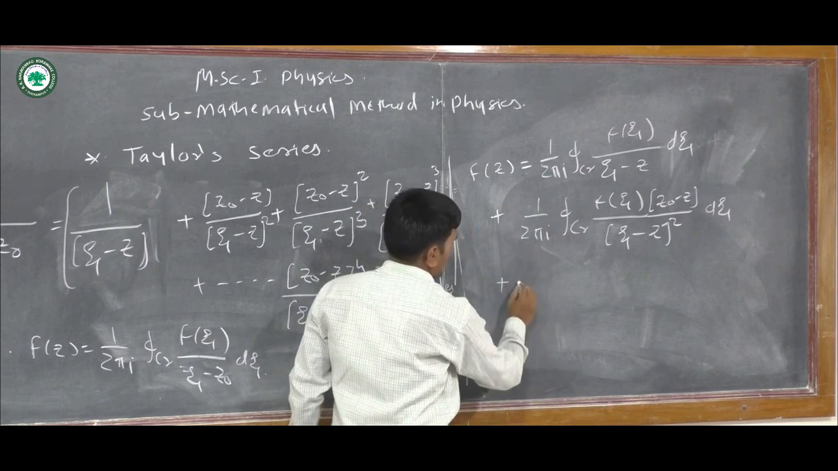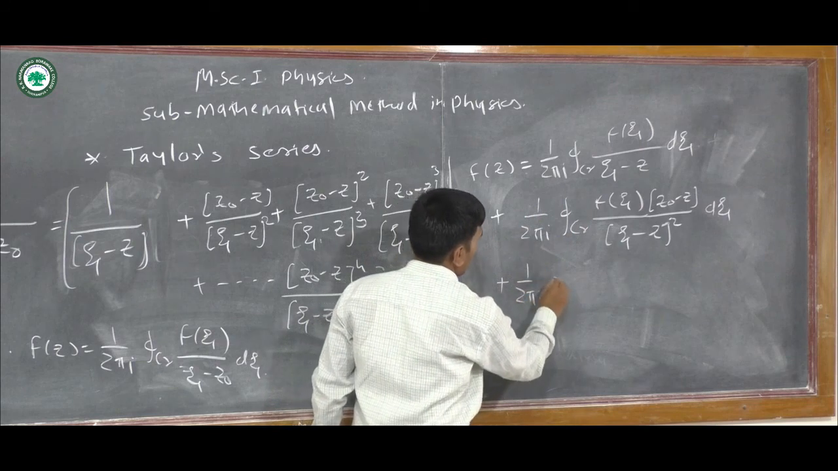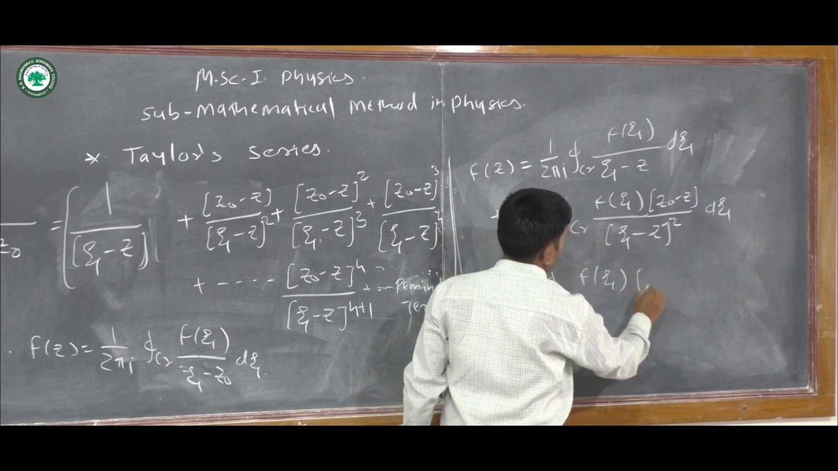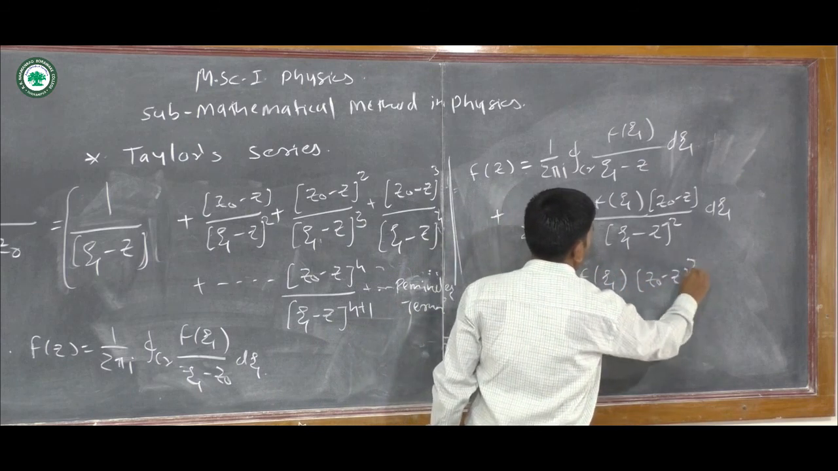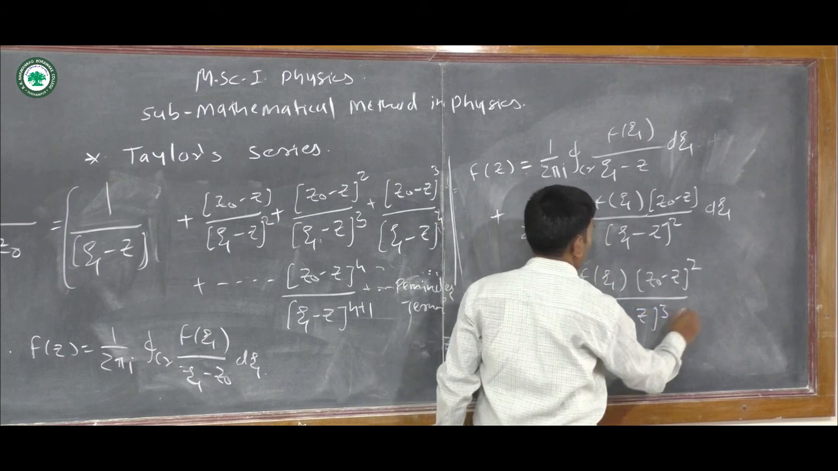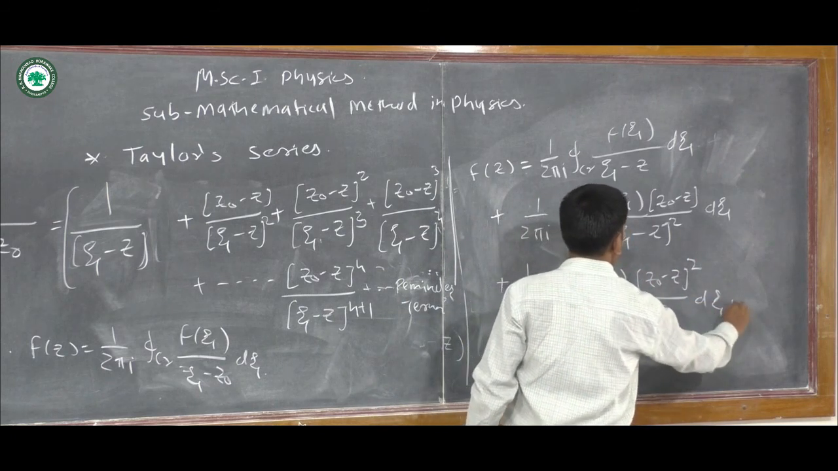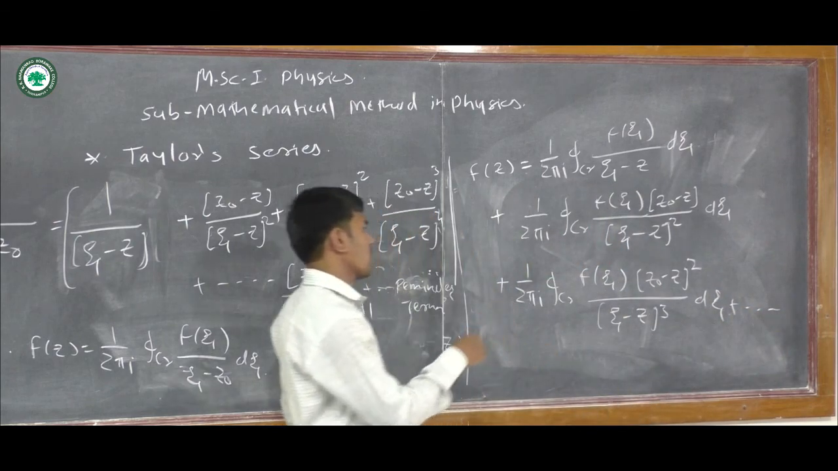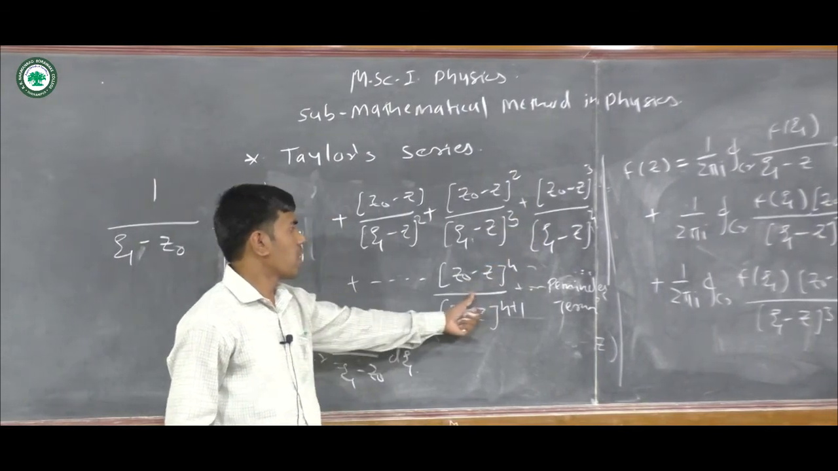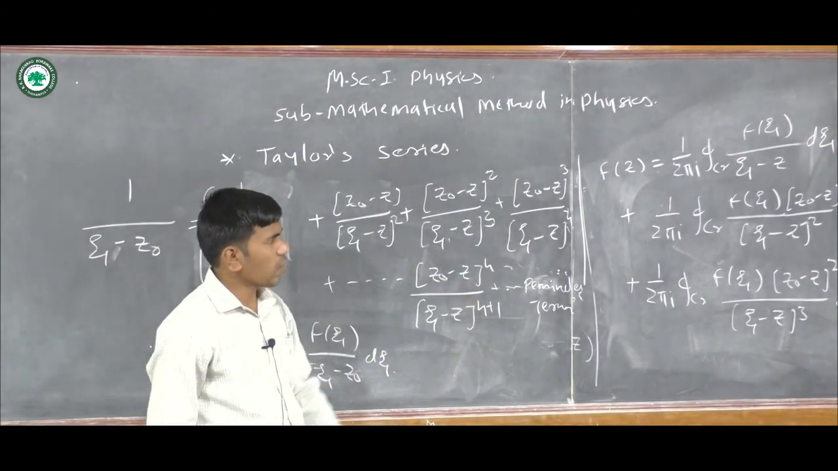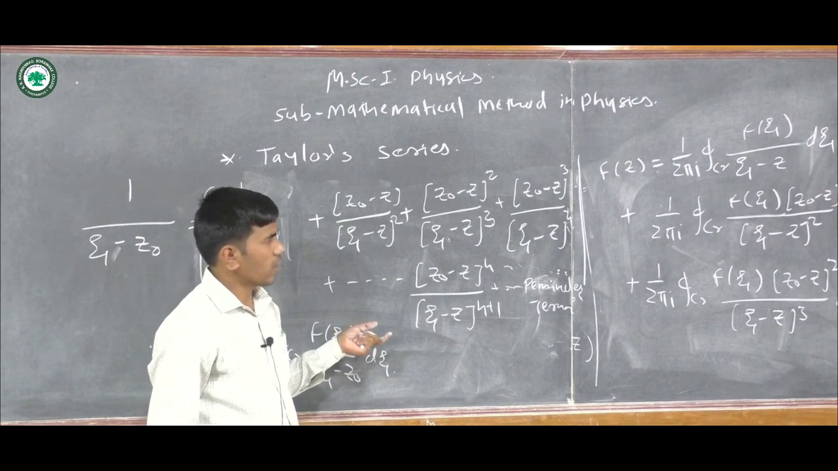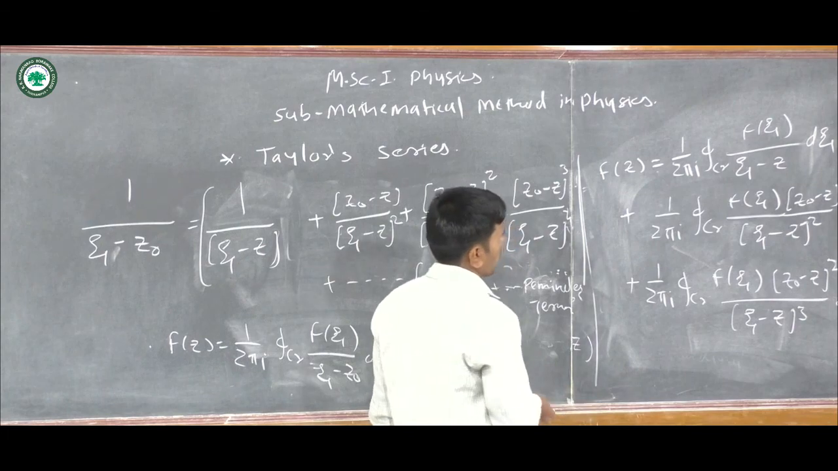So here, 1 by 2 pi i closed contour C, f of psi 1, (z0 minus z) square divided by (psi 1 minus z) cube, and so on. If we put all these terms, that is for the power 3 and for power n, we get the nth derivative of the Cauchy integral formula. So these are the expressions for the nth derivative of the Cauchy integral formula.